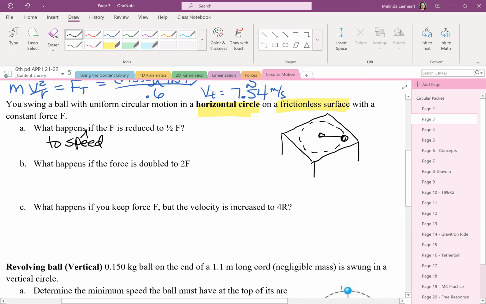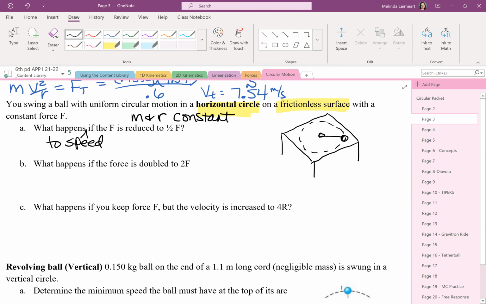if the force that started out as 1F, they're laying the foundation, 1F, what if we reduce it to 1/2F? What's going to happen to the speed? Now, what should a good scientist do about the mass and the radius? A good scientist only makes one change at a time. So if I'm changing the force, mass and radius need to be constant or the same. Now, we played this game of 1, 1, 1, 1, right? Last class, whenever we were learning about centripetal acceleration.